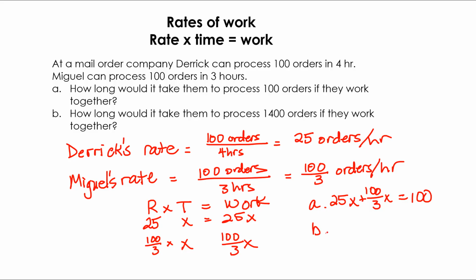And then for part B, same exact information, except that this time we want to see how long it takes them to do 1,400 orders. So still same rates that they had before, and that would equal 1,400, and then you would solve for x to find out how many hours that would take.